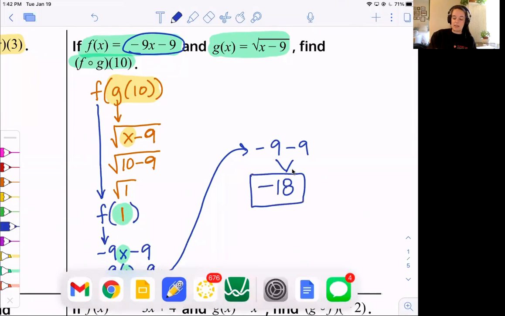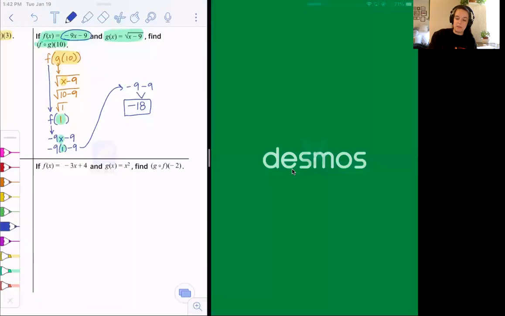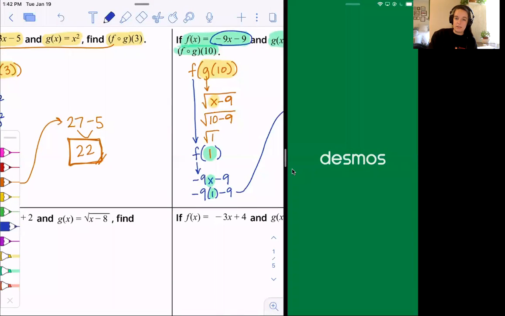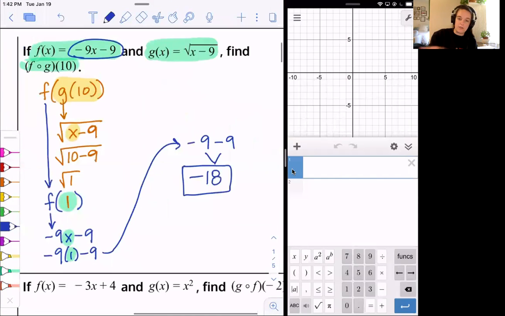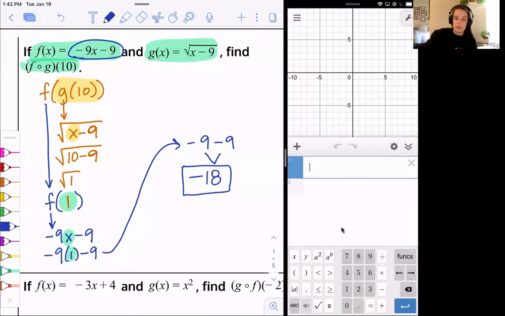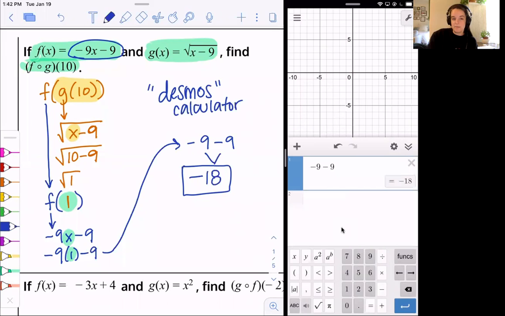If you are having a hard time with the math in your head, I get it. It's been a long time. We usually have calculators. Sometimes these are a little harder for us. You can use Desmos, right? You can just search Desmos in Google, or you can type in calculator. Either way, I know you know how to find the calculator on your computer. If you use Desmos, negative 9 minus 9, negative 18. This is the correct answer for this question. Negative 18 is my answer.